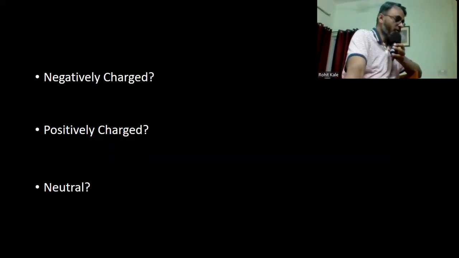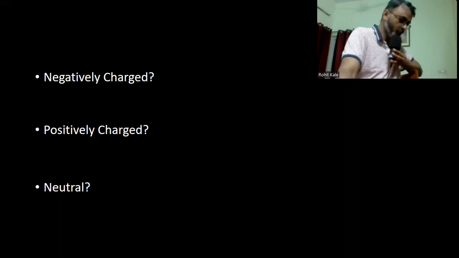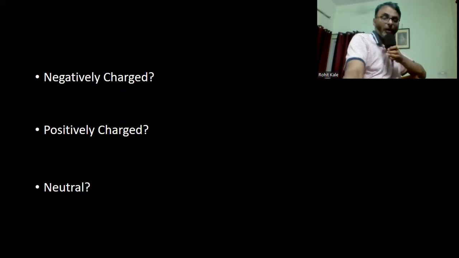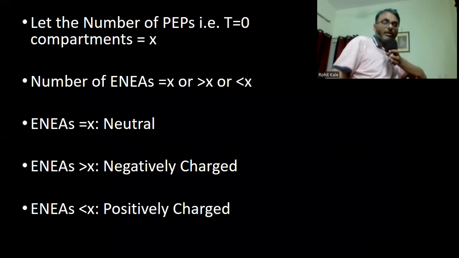But this is a very weird thing actually. So how do we describe what is a negatively charged particle, what is a positively charged particle, what is a neutral particle? We have to explain all these things as well. So how can we explain it? Let the number of positive energy particles, so T equal to 0 compartments, be X. Then the number of negative energy particles, that is ENAs, the exotic negative energy antiparticles, which are the negative energy version of the positive energy particles, in the T equal to T max compartments.